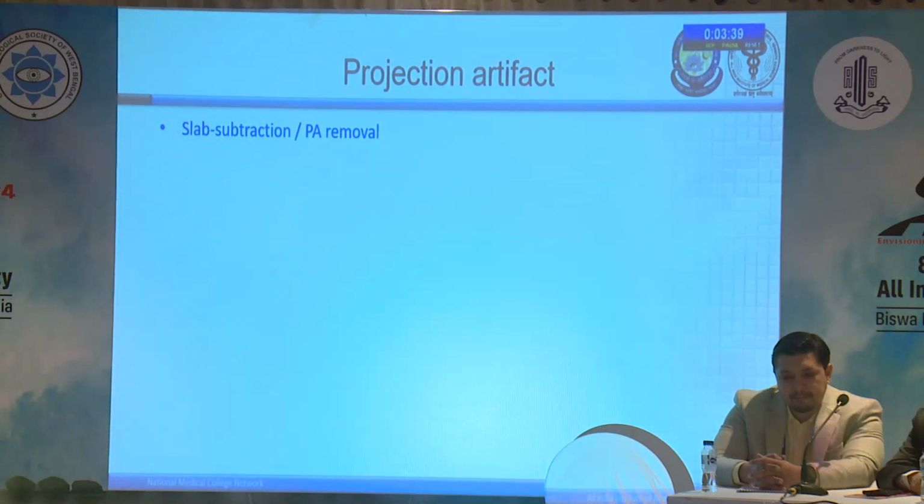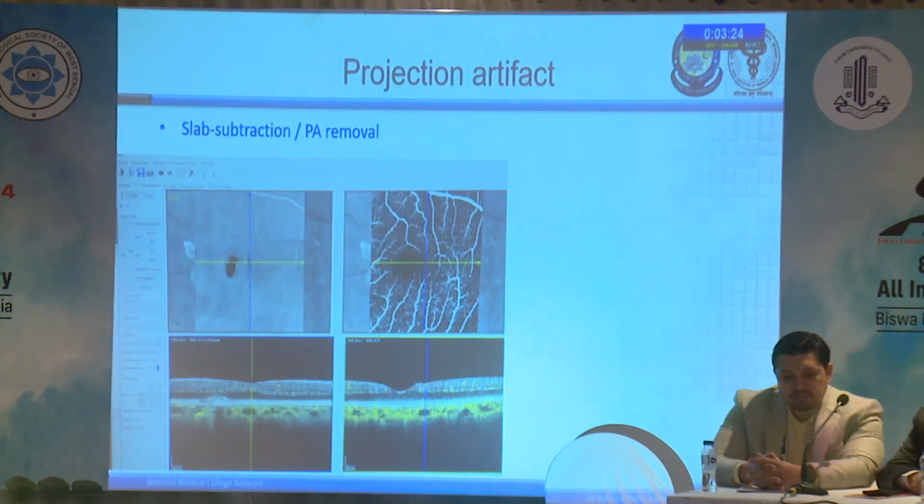Initially we had slab subtraction, in which we used to subtract the superficial slabs from the deeper slabs, but that leads to loss of signal intensity, and therefore the machines are now coming up with newer proprietary software aimed at projection artifact removal. So if we see here, this is the Spectralis by Heidelberg, and there is the superficial plexus which is visible here.